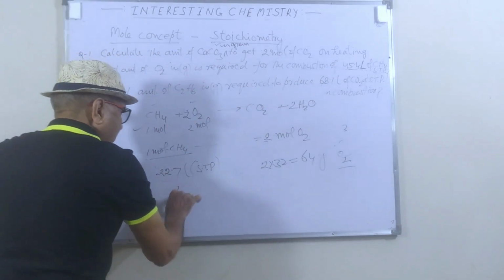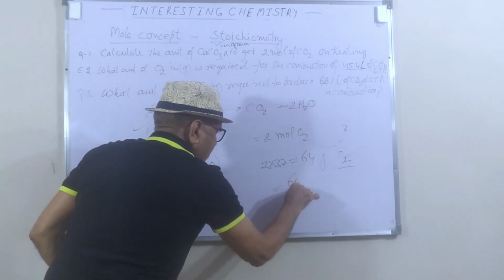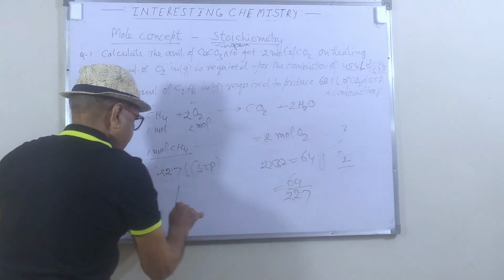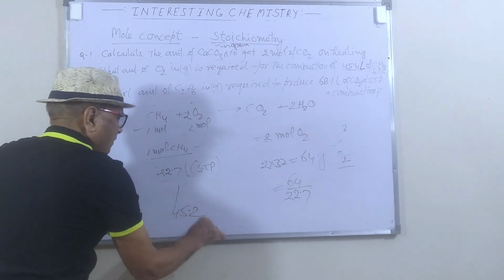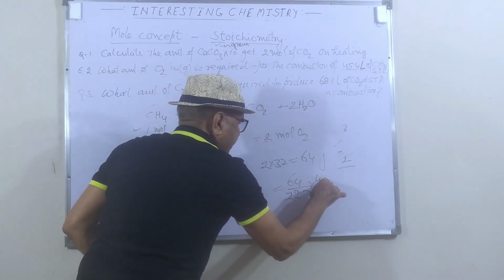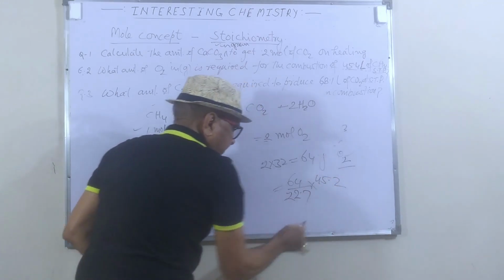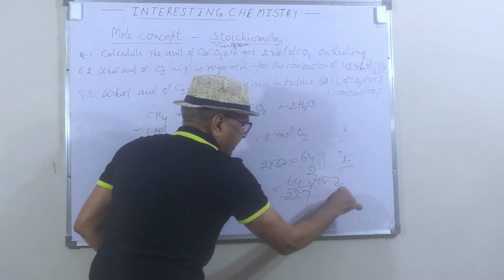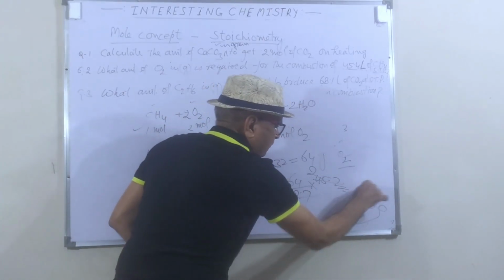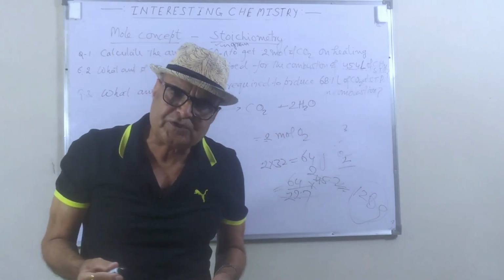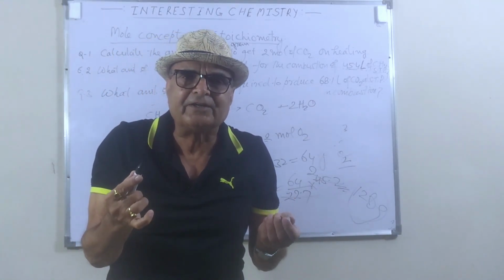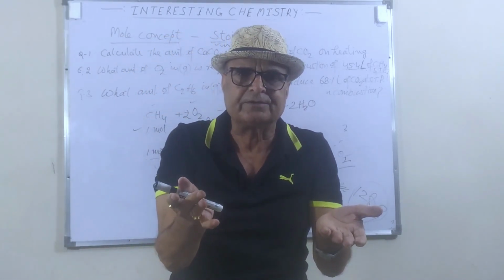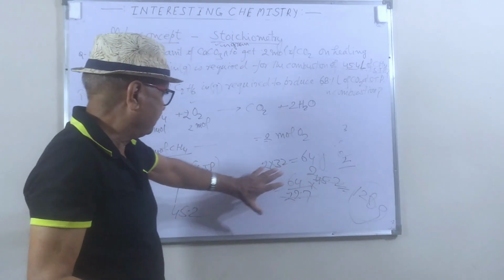And what is the volume you have? 45.4. So for 1 you write 64 upon 22.7, and then multiply by 45.4. So I think this is just double. So you write 128 grams as the answer to this question. Don't look at my handwriting, I am scribbling; my aim is to make you understand. I think you understand from this equation.